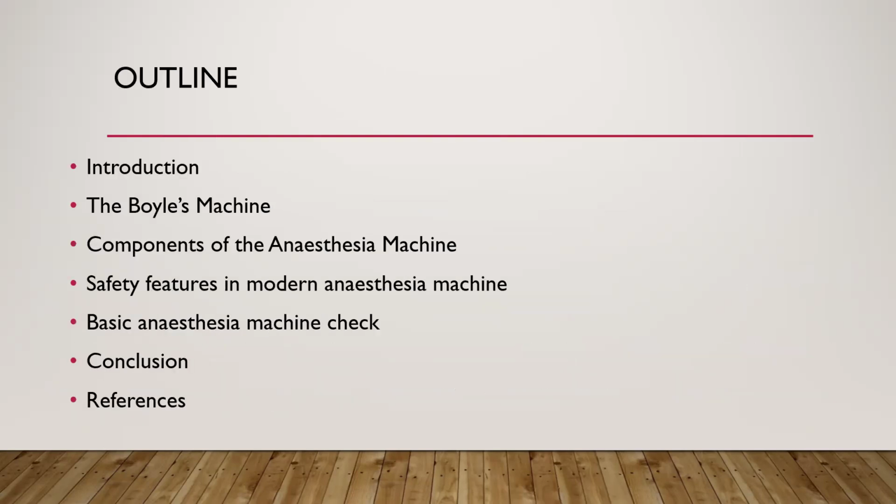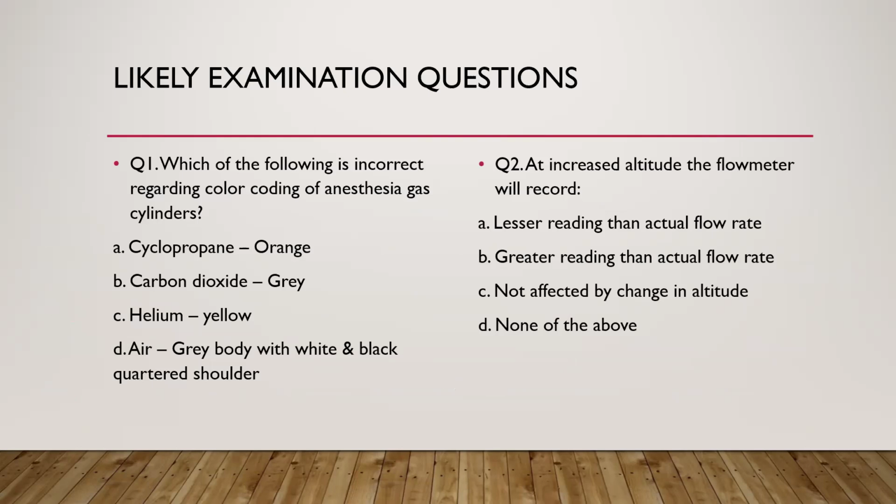So we're going to follow this outline. Everyone, let's quickly attempt these questions. There are 10 of them. I will post all 10 on the group, but because of time, I just selected these 4 simple ones. Are we ready? Can you see the questions? Yes, we can see them. All right, so which of the following is incorrect regarding color coding of anesthesia gas cylinders?